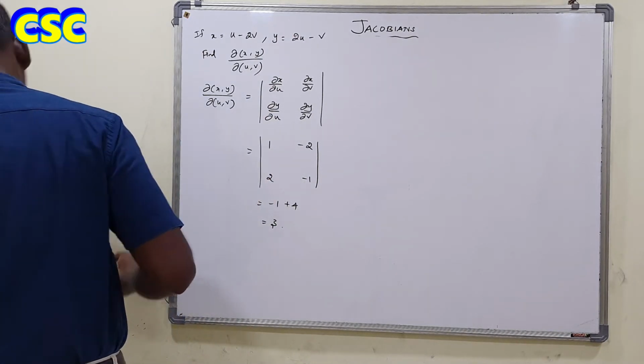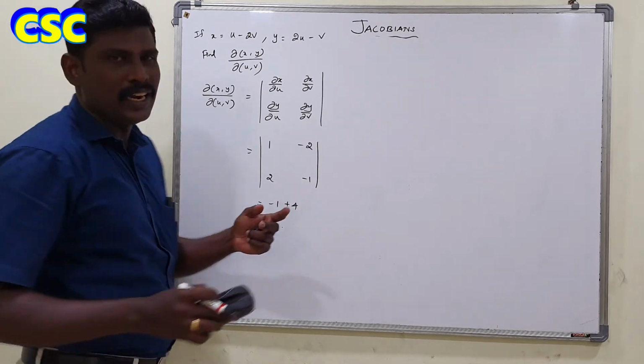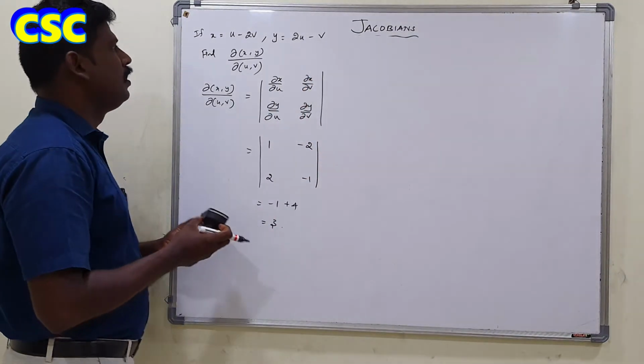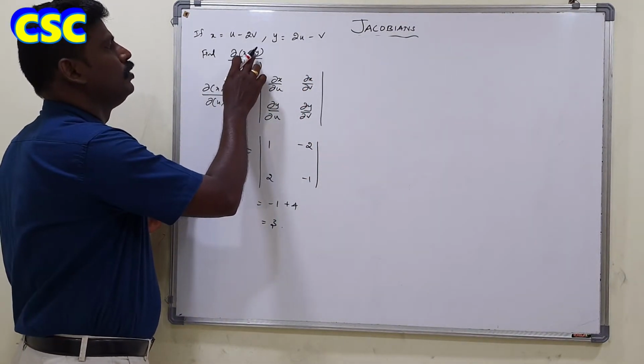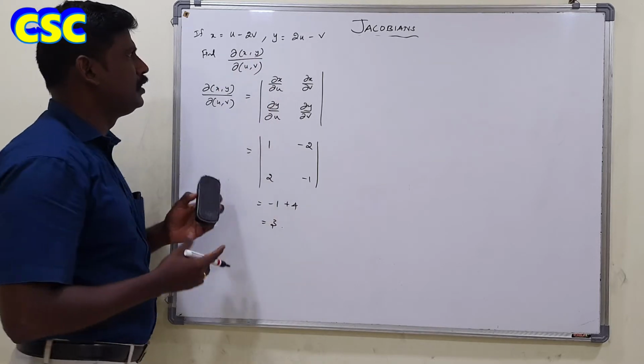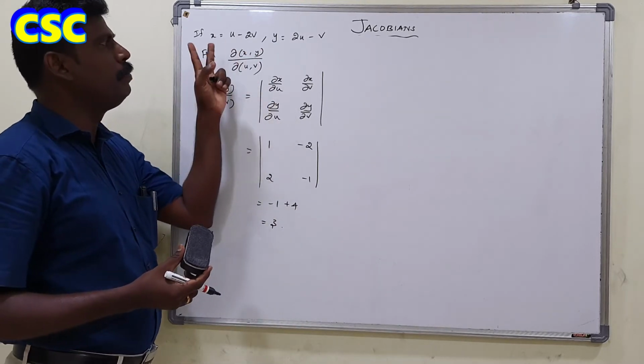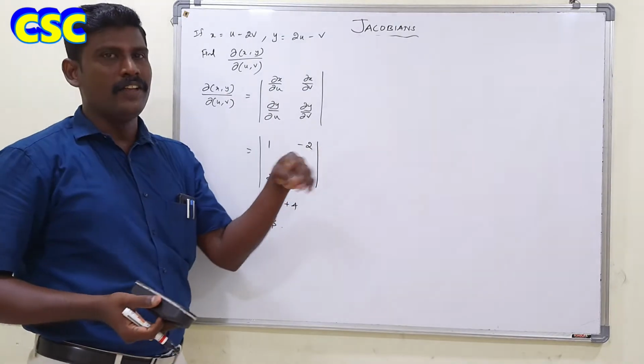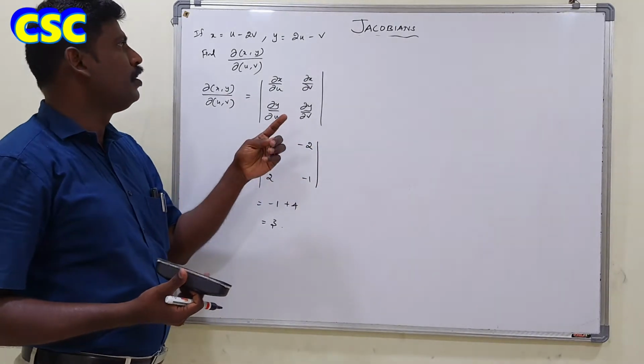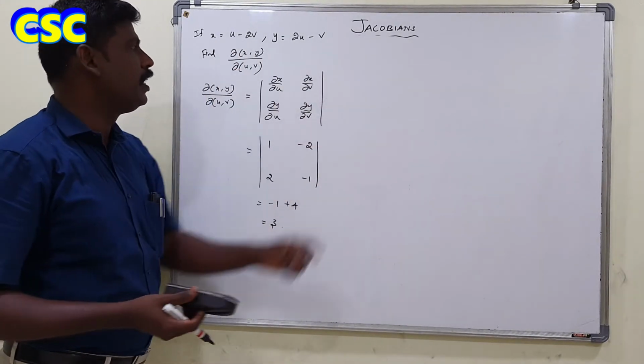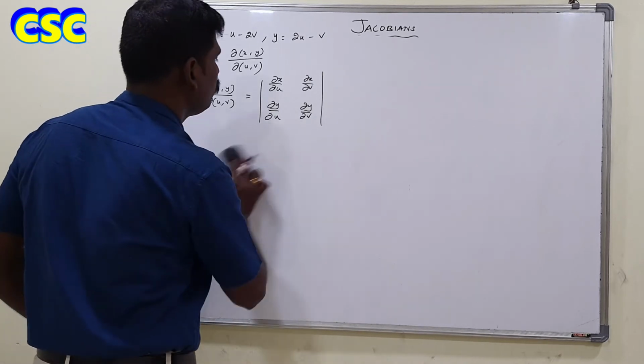Next one. So these were all finding the value of dou of x comma y with respect to dou of u comma v, with only two variables on the right hand side. Hereafter, we are going to find the Jacobian of three variables.